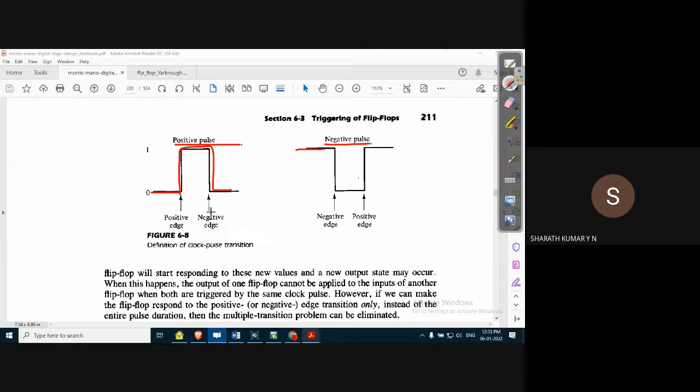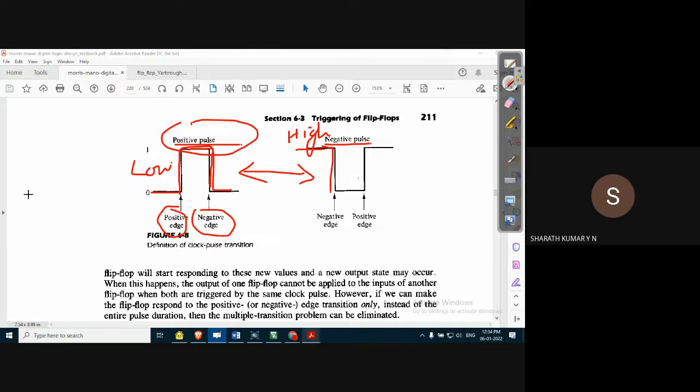So observe the negative edge, guys. In the case of a positive pulse, the negative edge occurs when it goes from high to low. Here also in the negative pulse, the negative edge occurs when it goes from high to low. No problem, no change. But the difference between these two is that this is normally low and this is normally high. This is very important: in the positive pulse, the positive edge comes first, while in the negative pulse, the first edge which comes is the negative edge.